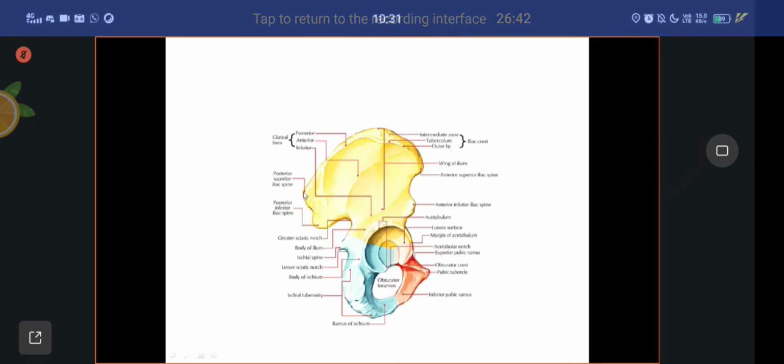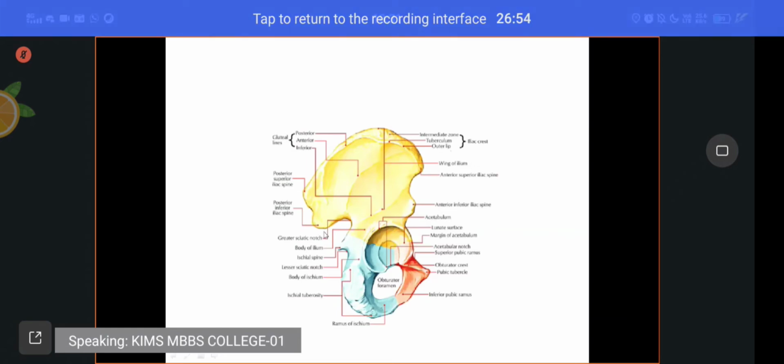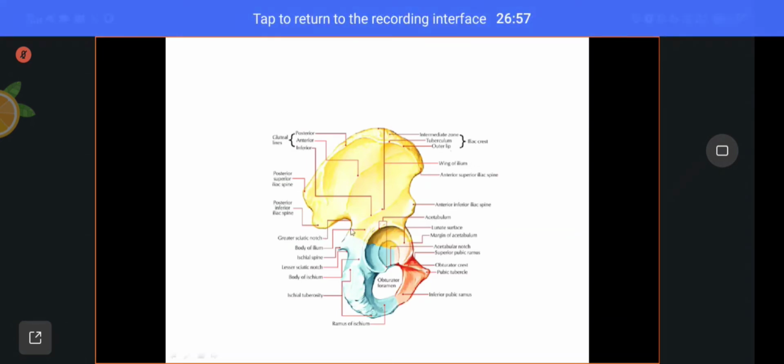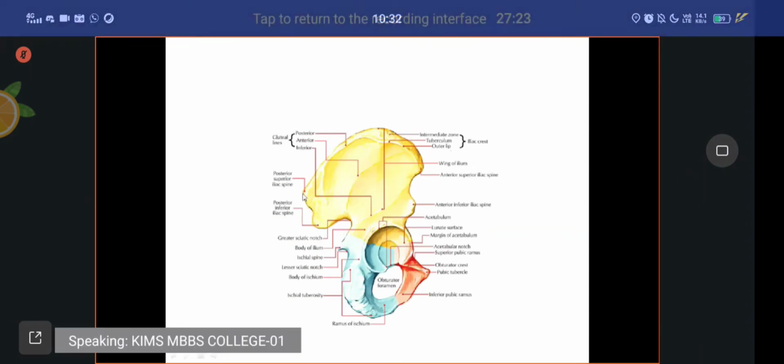Right? So we have studied about the posterior border. The posterior border extends from the posterior superior iliac spine and continues with the posterior inferior iliac spine, and this posterior border continues with the greater sciatic notch. The upper part of the greater sciatic notch is formed by the ilium, and the lower part is formed by the ischium. The posterior border is continuing with the posterior border of the ischium, right? So this is about the posterior border.